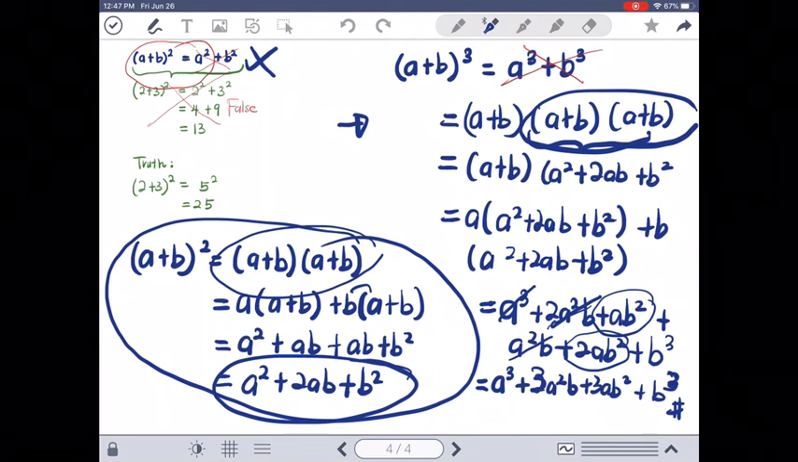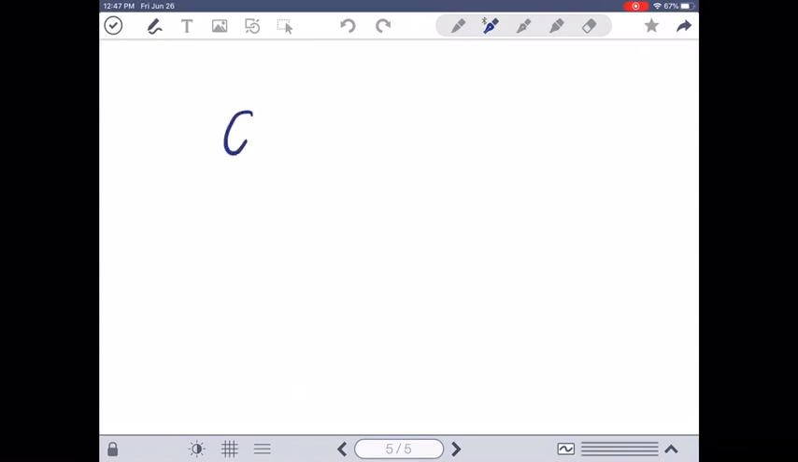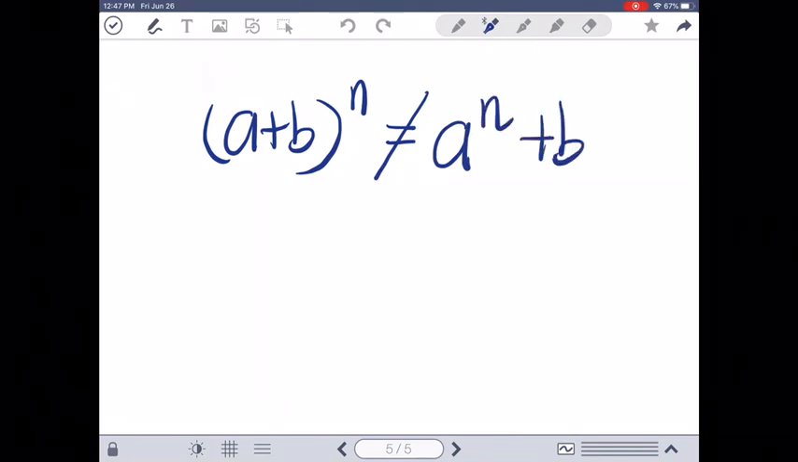Okay, so what I'm trying to say is that if you have A plus B to the power of n, this is not equals to A to the power of n plus B to the power of n. This is not true, because in examination I always came across students who did this. So this is just a reminder that using this concept is not true.